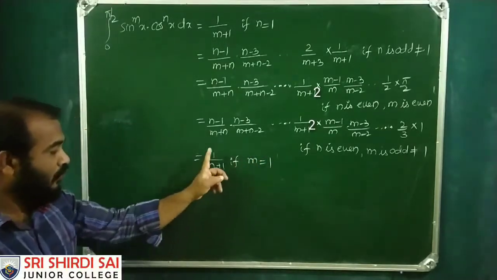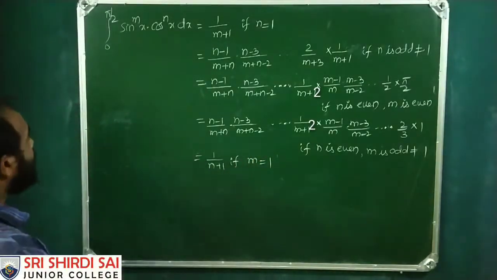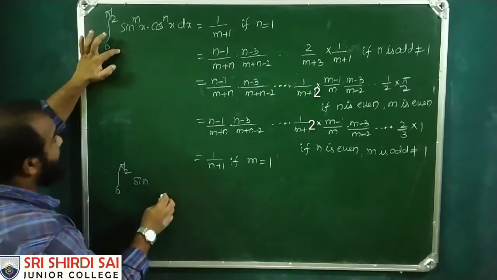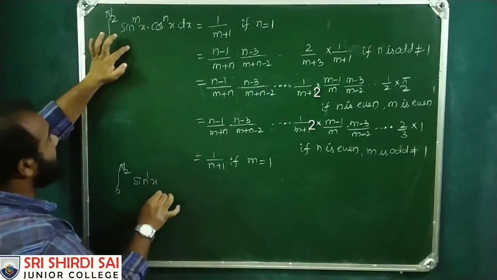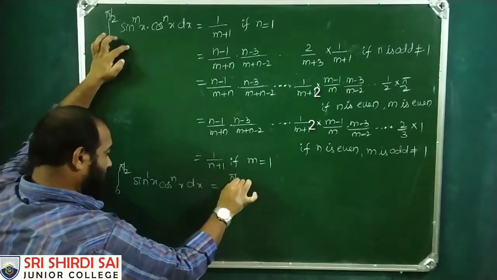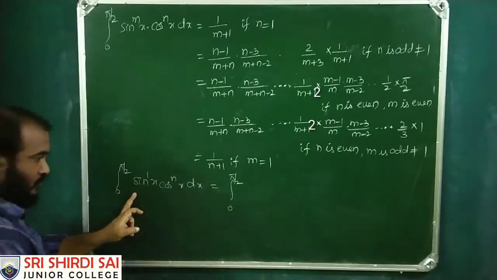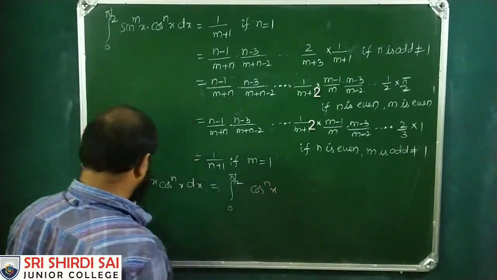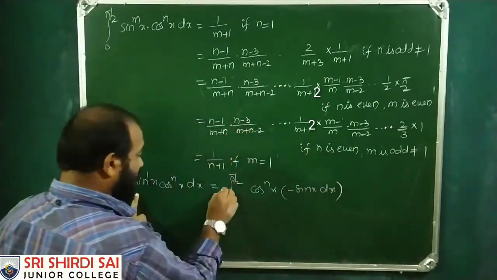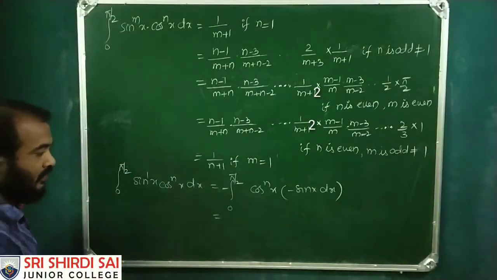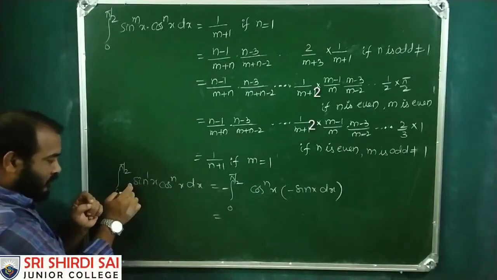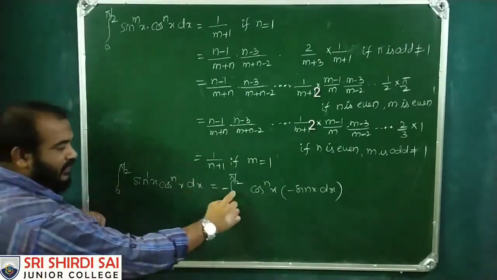If you want to know how this came, simply take the integral 0 to pi by 2 of sin power m x, m means 1 here, so sin x into cos power n x dx. This equals the integral 0 to pi by 2 of cos power n x into minus sin x dx, into minus. Cos derivative is minus sin. Because cos x is f of x, its f dash x is minus sin, so I want a minus here. Therefore, minus of minus I did.